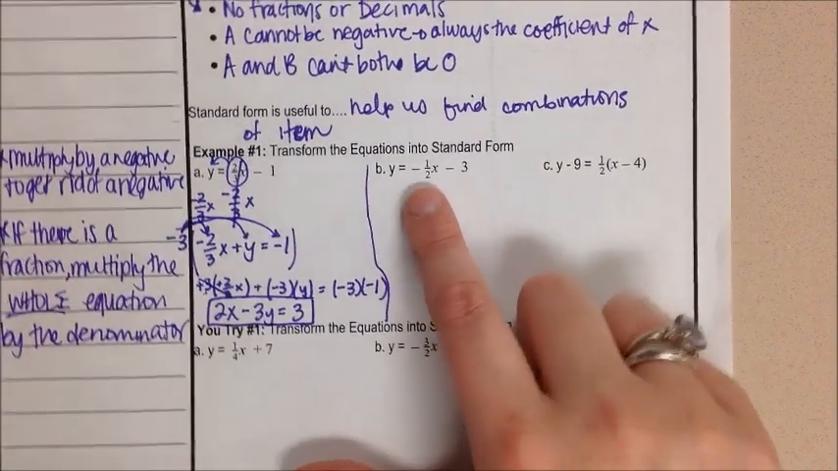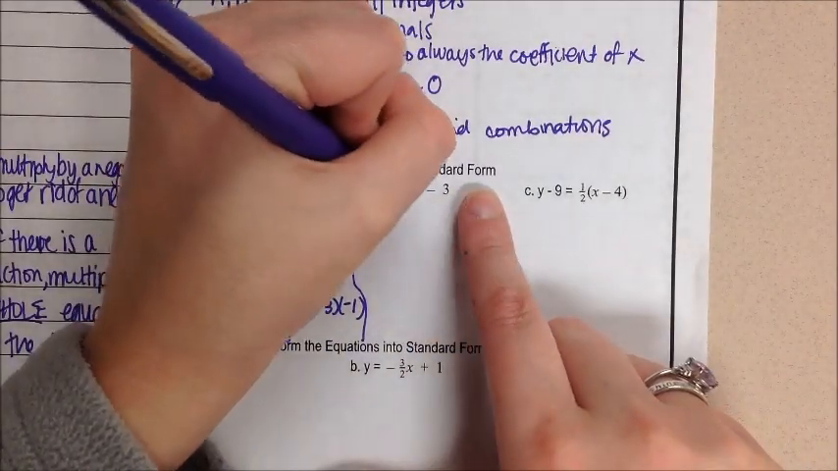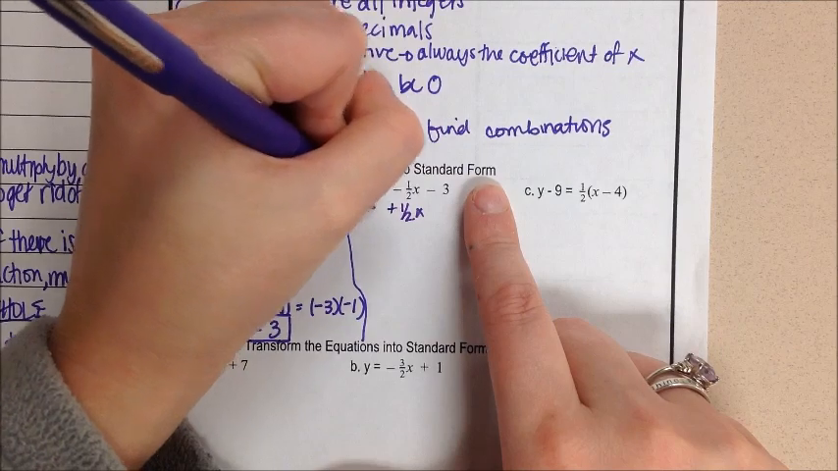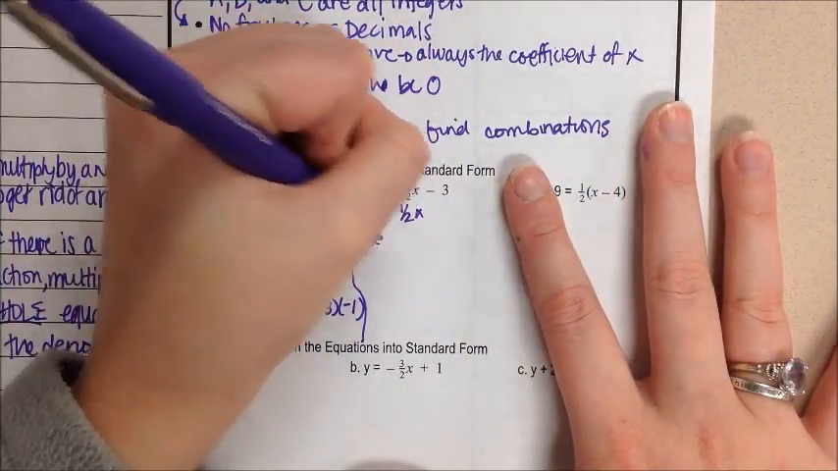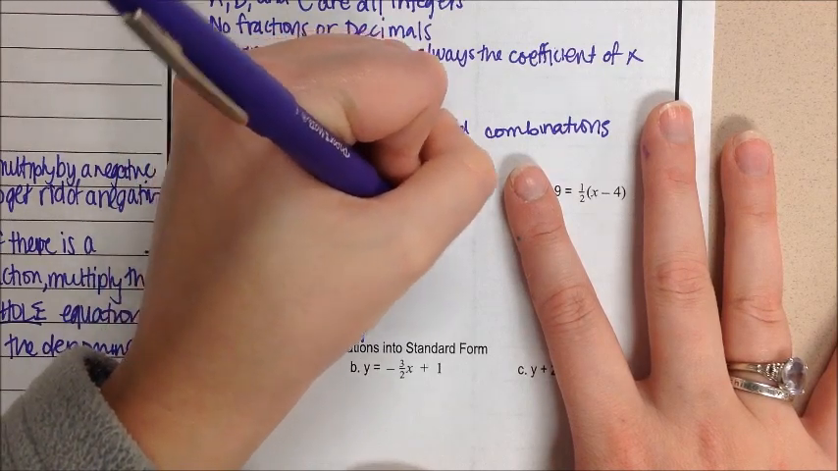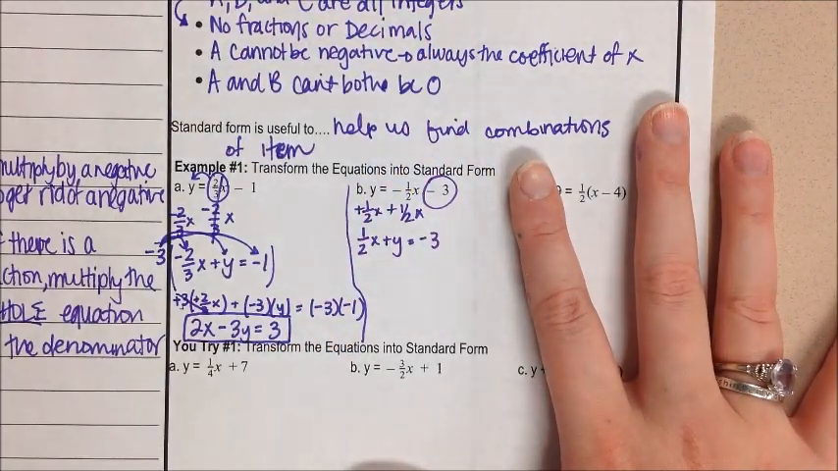Okay? So on this one, I need to add the 1/2 x to both sides because I need to get the x on the left. Remember, they're on the same side of the equation. Okay, so I have 1/2 x plus y equals -3. Remember that negative was in front of that 3.